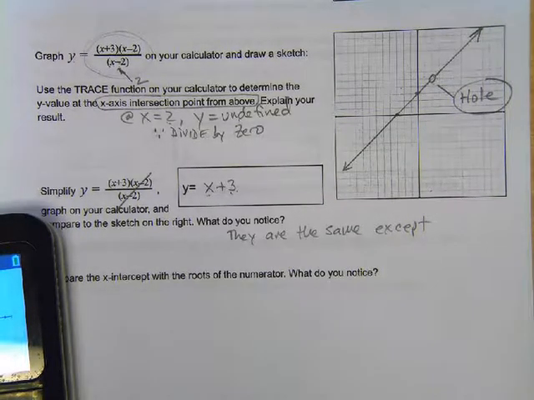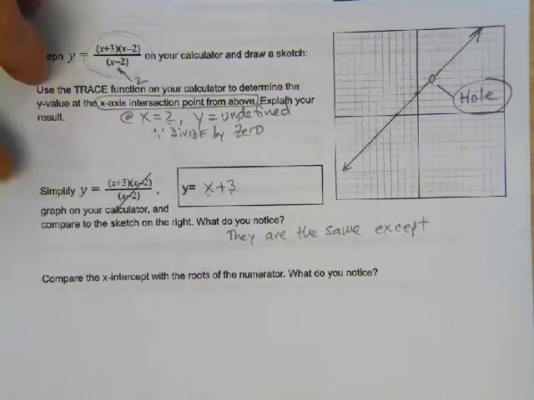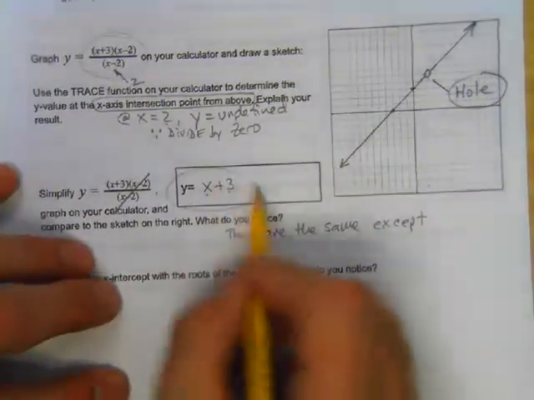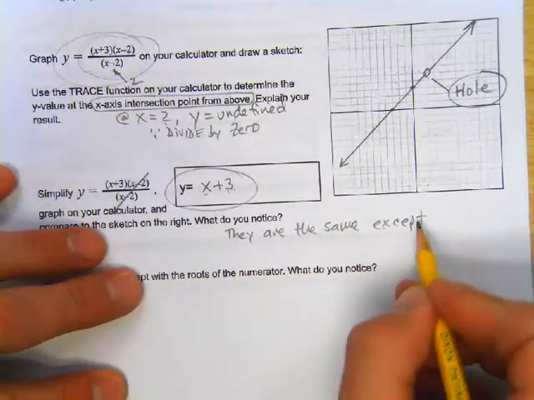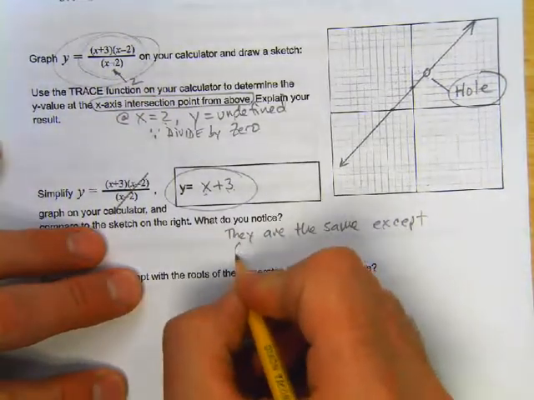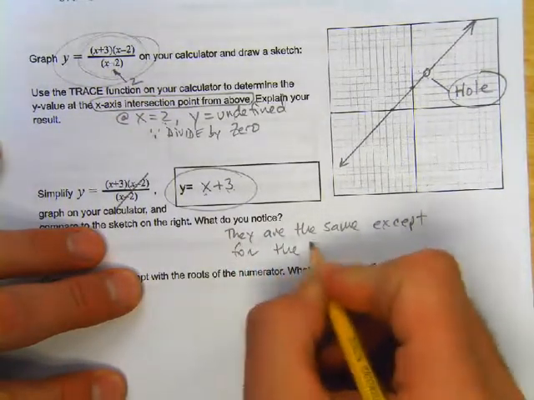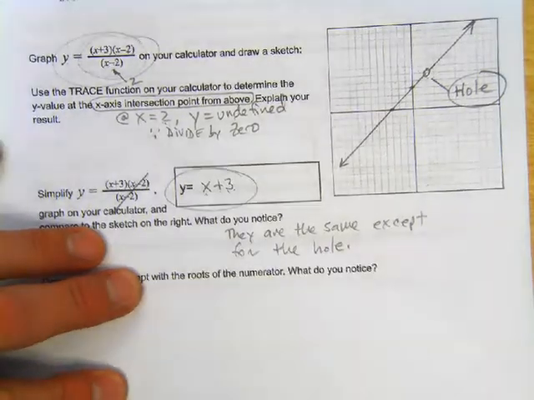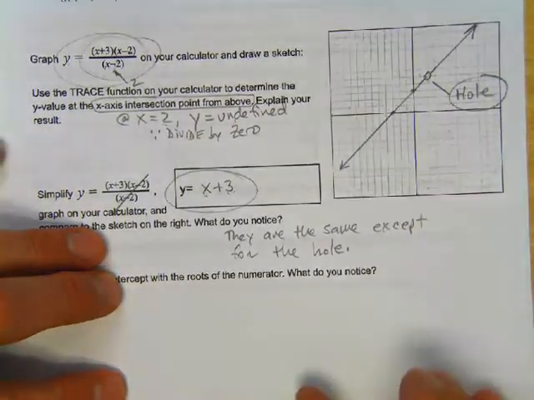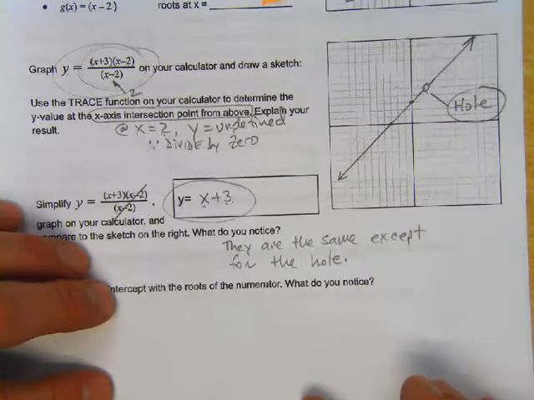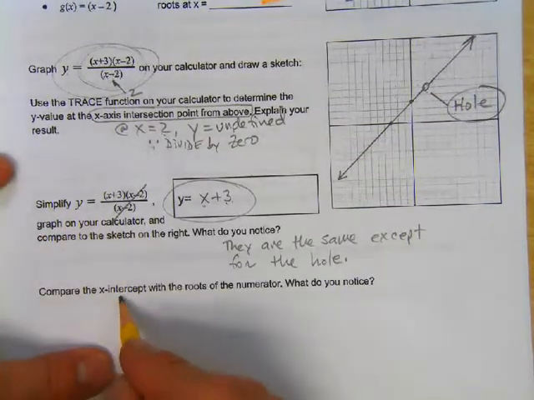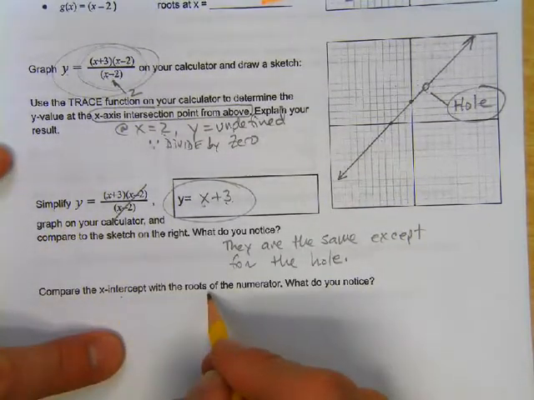That's called a removable discontinuity, or a hole. It's like a discontinuity in the space-time continuum. Yeah. So, this function and the rational function, they are the same except for the hole.